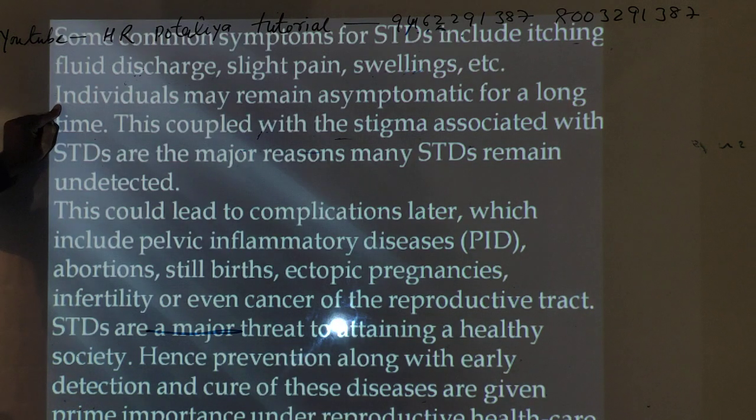Individual may remain asymptomatic for a long time. अगर कोई इंडिविजुअल पर्सन है उसके लिए लॉन्ग टाइम में अ सिम्टम्स पार्ट भी रह सकता है. This coupled with the stigma associated with STDs are the major reasons many STDs remain undetectable. Number of STDs till today are not detected or not identified. This could lead to complications later, which include pelvic inflammatory disease (PID), जो pelvic region है genital organ के middle part का, that part is also inflammatory, swelling आ जाता है उसके साथ में. That's why sometimes the STD may be in the form of PID, pelvic inflammatory disease.